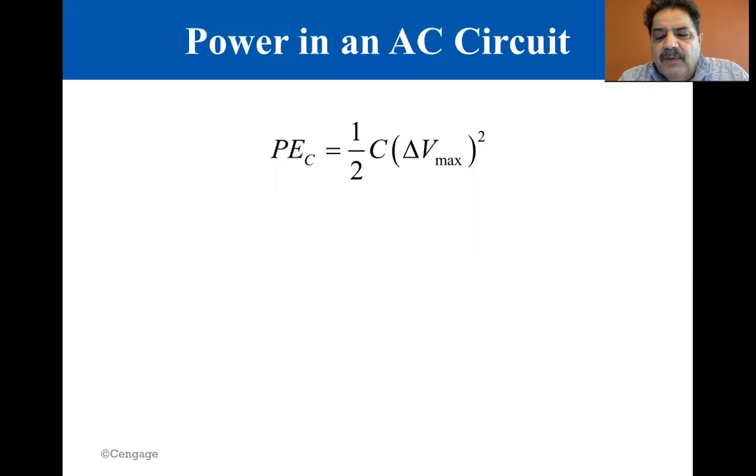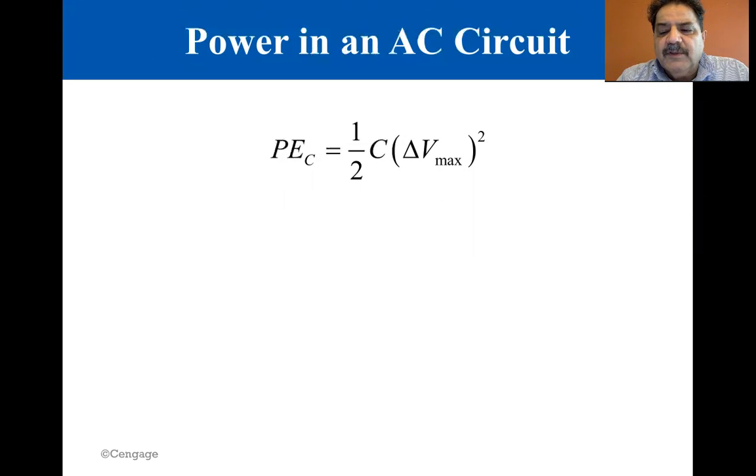Let's take a look at the power dissipated in an AC circuit that contains only a generator and a capacitor. When the current increases in one direction in an AC circuit, charge accumulates on the capacitor and a voltage drop appears across it. When the voltage reaches its maximum value, the energy stored in the capacitor is given in the equation shown. Potential energy of the capacitor is equal to 1/2 C times delta V max squared. This energy storage is only momentary.